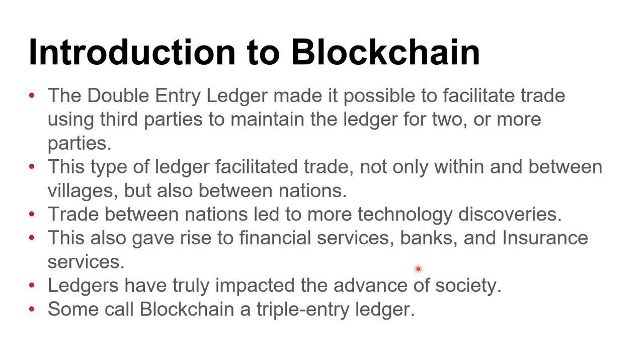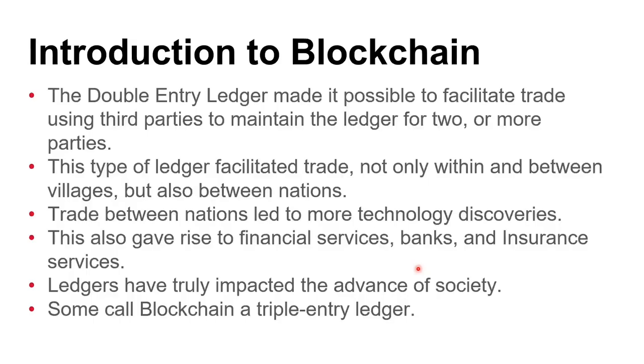And then the double entry ledger made it possible to facilitate trade using third parties to maintain the ledger for two or more other parties. So this type of ledger facilitated not only trade between the villages, but also trade between nations. If we didn't have that double entry ledger, chances are you were very limited to just your local village or just a few people, because updating the ledgers was fairly simple, fairly straightforward. So you couldn't go beyond those that you actually know.